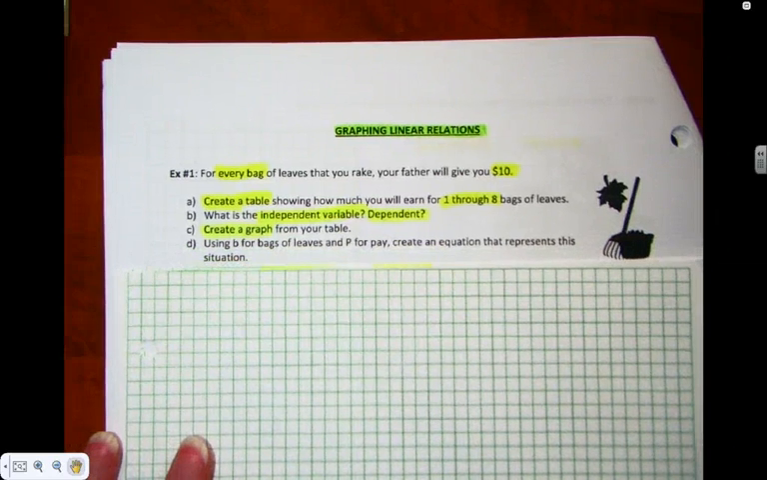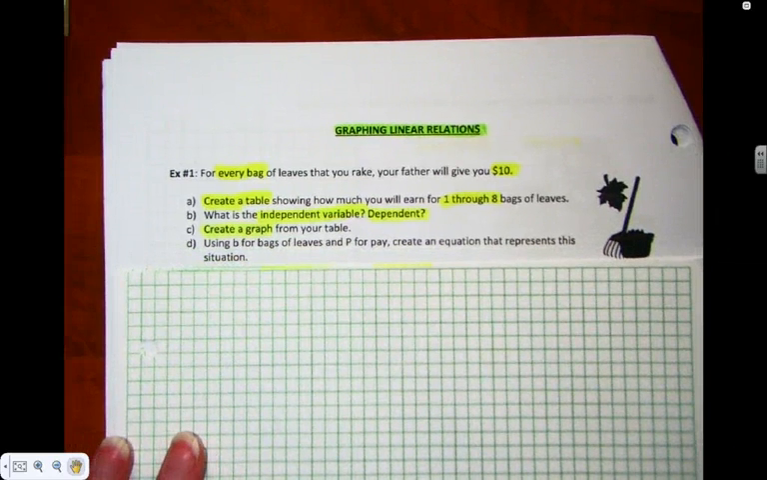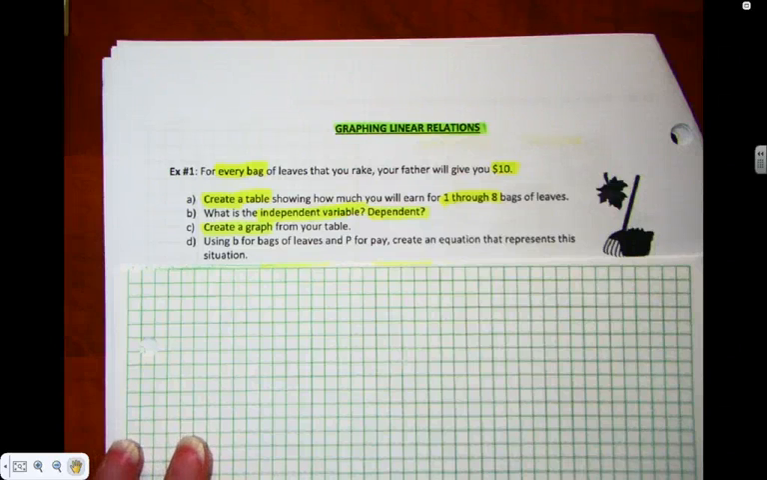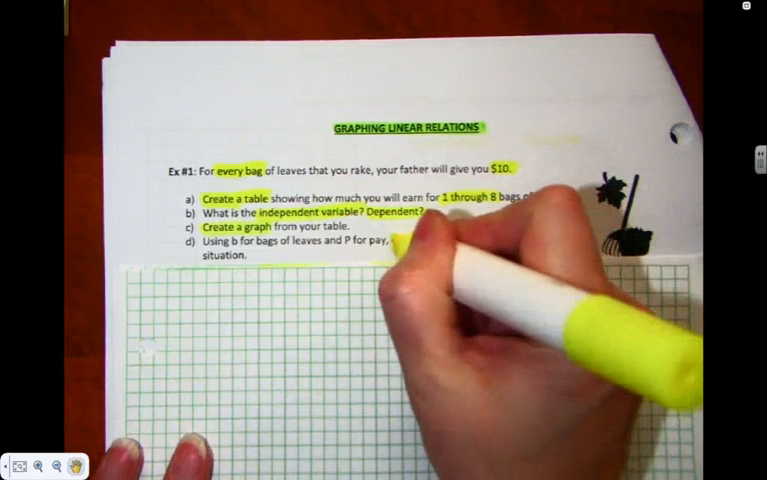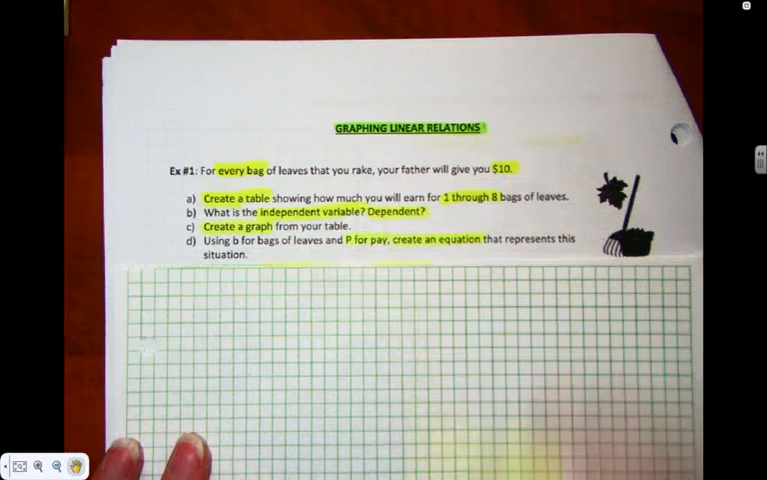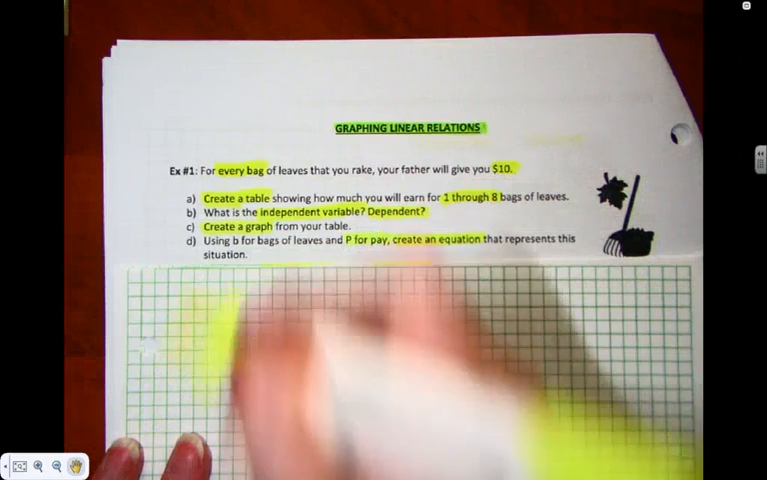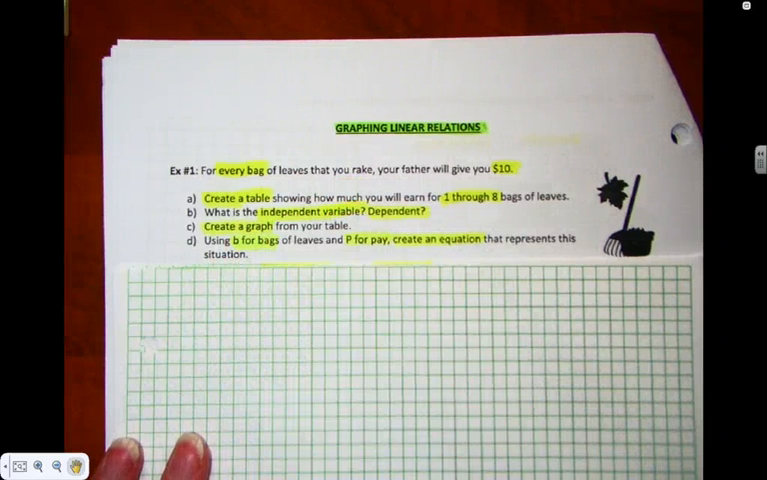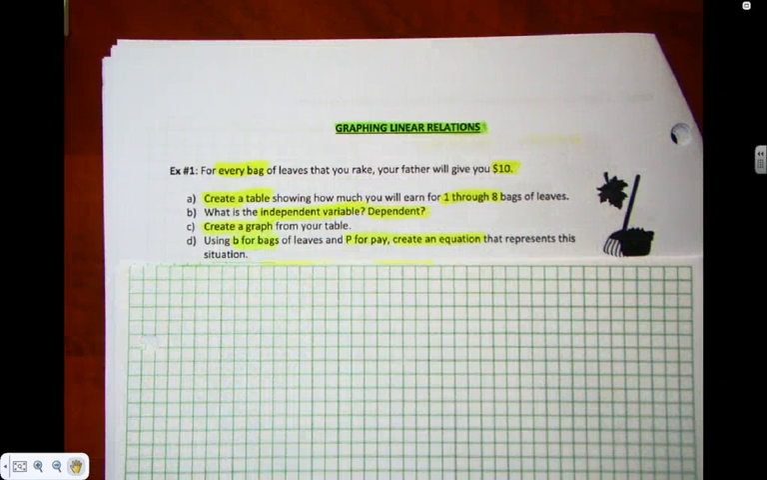Part D. Create an equation. P for pay and B for bags. So 2 days ago when we started this, I said don't get too caught up in those variables. They're just variables. So what this has done is given you, they've said to you you're going to use B and P.